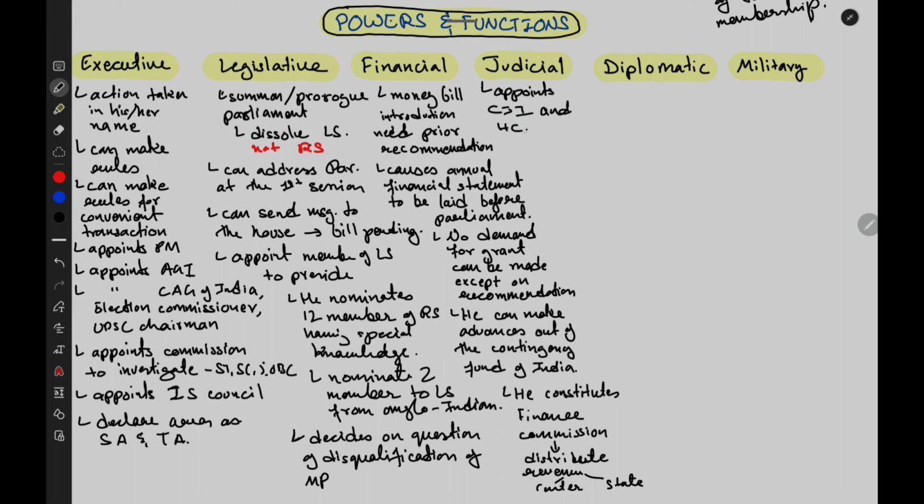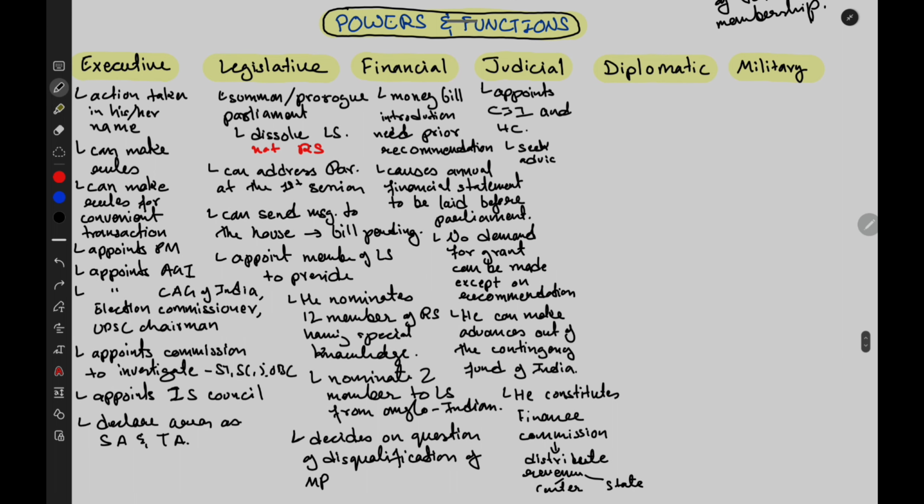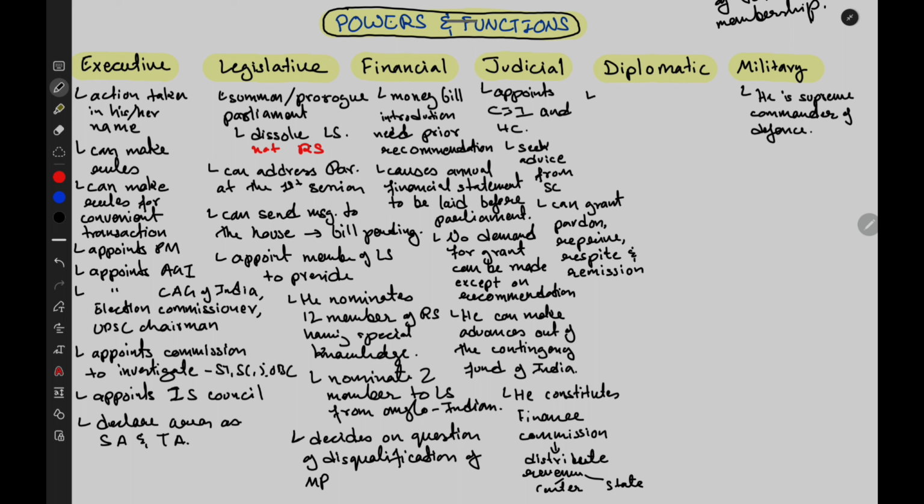Now let's move ahead with the judicial power. The president appoints the Chief Justice of India and High Court judges, and seeks advice from the Supreme Court on matters relating to law. He can also grant pardon, respite, reprieve and remissions to a convicted person. Talking about the military, he is the supreme commander of defense.